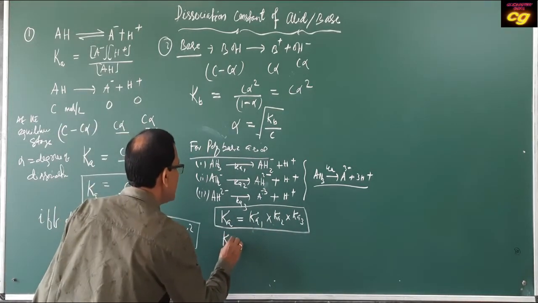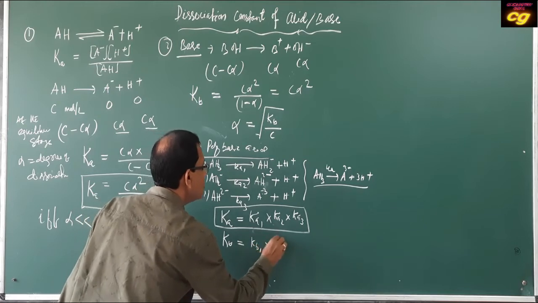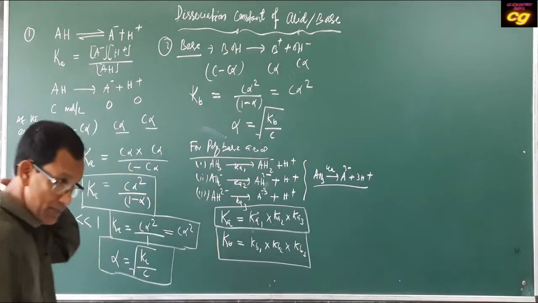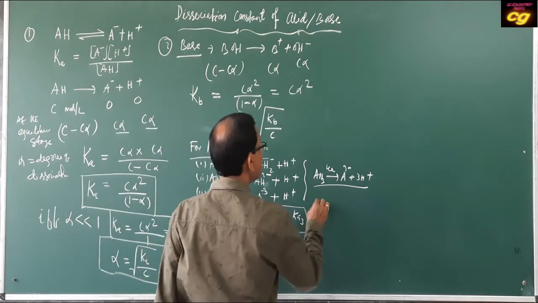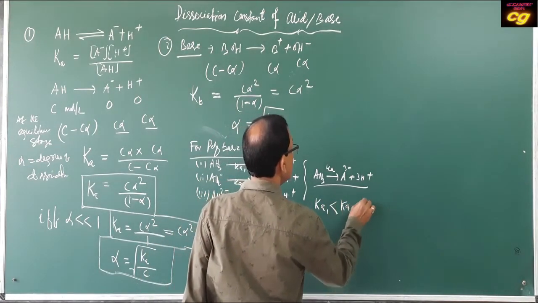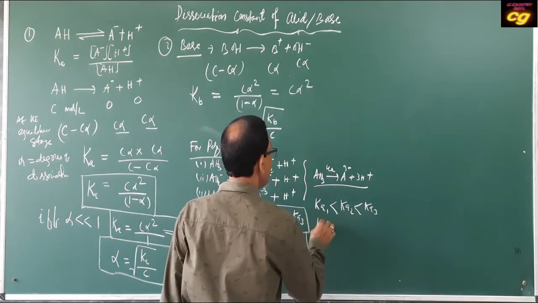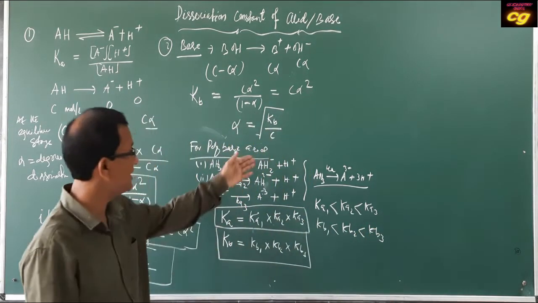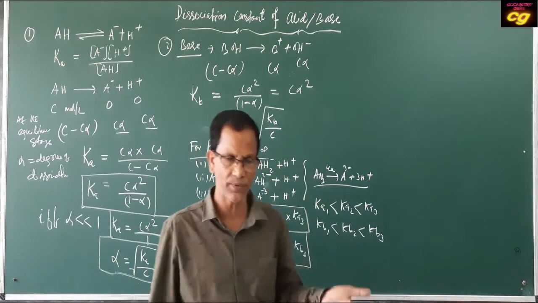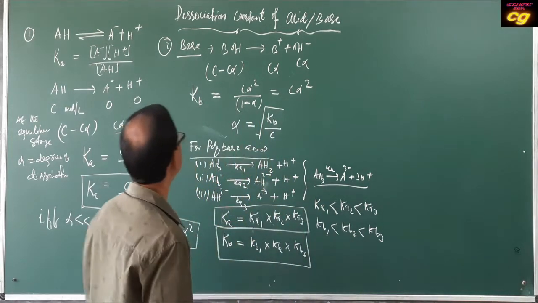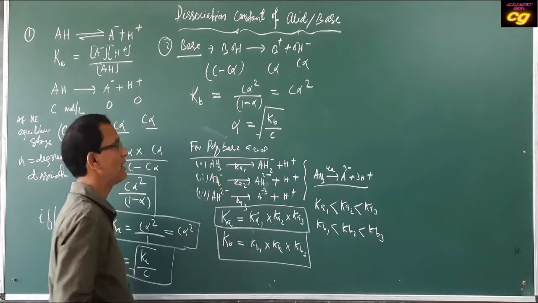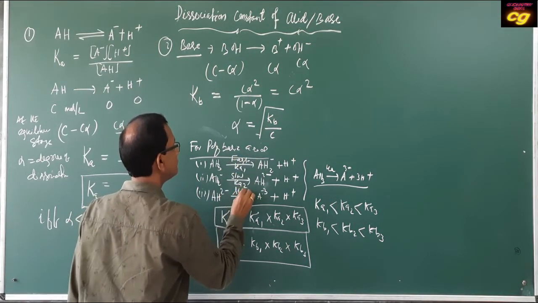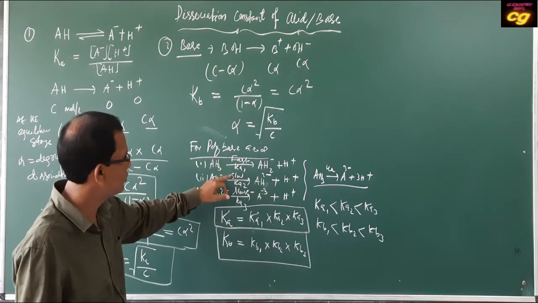Similarly, if you take a base, Kb is equal to Kb1 into Kb2 into Kb3, like this. This is for base. But another important relation is that Ka1 is greater than Ka2 greater than Ka3, and Kb1 greater than Kb2 greater than Kb3. That means when the acid dissociates step by step by releasing H plus ion, the first step is very fast. Then it is slow. It is the slowest. Fast step, slow step, slowest step.